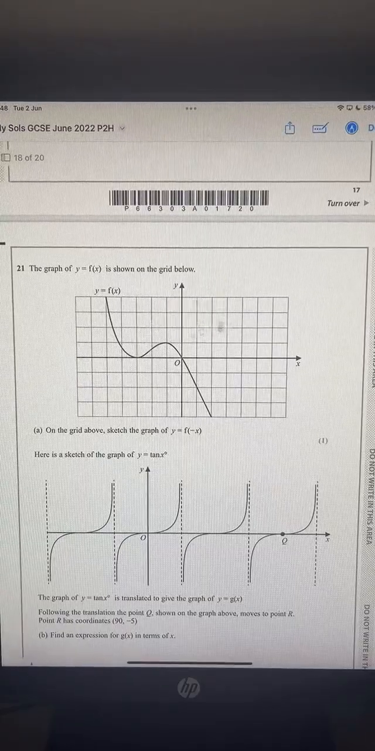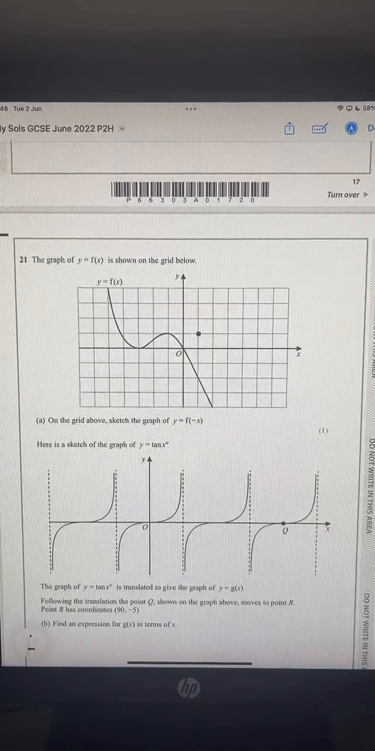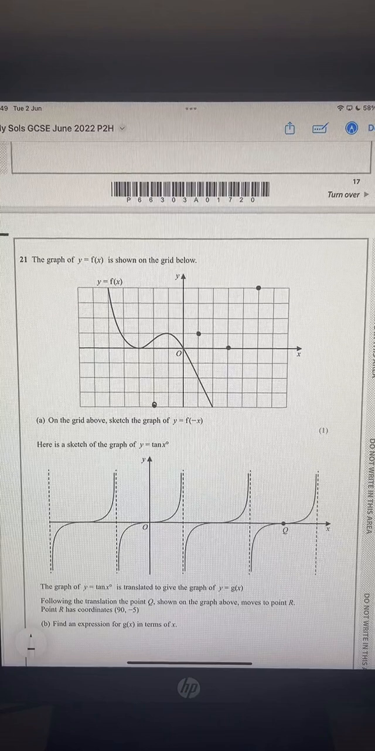Okay, so what you do with this is you plot the key points. So this x is being reflected here. So make sure you plot all your key points to go through them. So this one is going to be reflected there. This one is going to be reflected 1, 2, 3 here, and this one is going to be reflected 2 more there and there. And now it's just a dot to dot. So you go up here, there, and up.